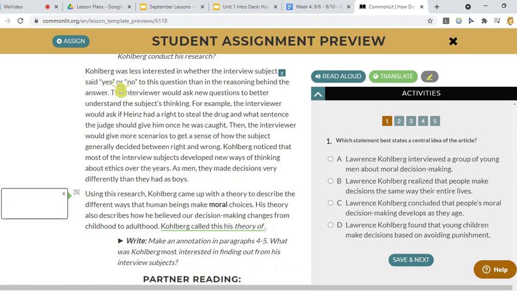So what was Kohlberg most interested in finding out? He wasn't interested in the right or wrong. He wasn't interested if they said yes or no. He was interested in why they said yes or no. So we could say: Kohlberg was more interested in why the boys chose their answers than what answer they chose. He cared more about their reasoning. There we go. That ought to be good.